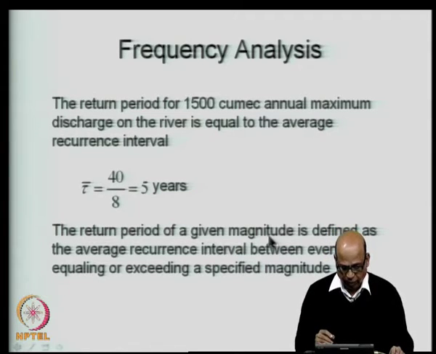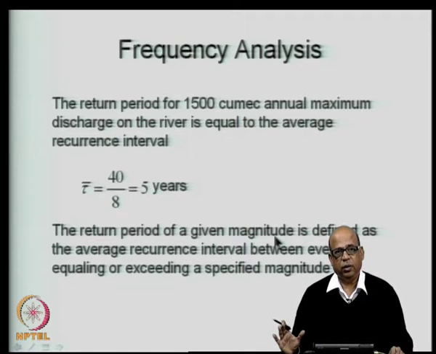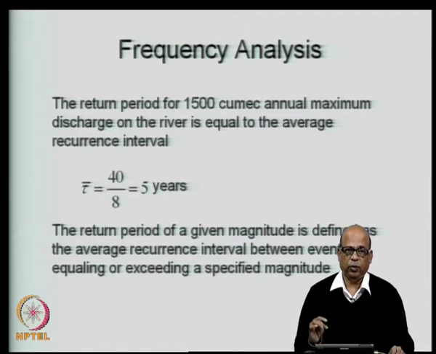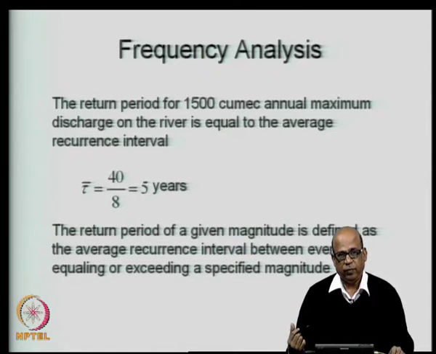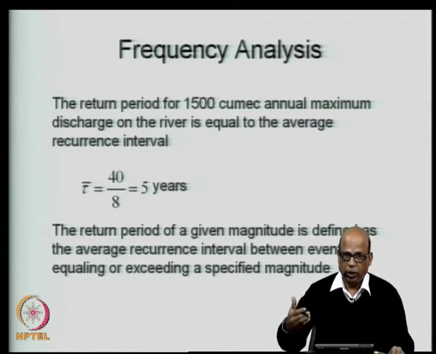The return period of a given magnitude is defined as the average recurrence interval between events equaling or exceeding a specified magnitude. So, we specified a magnitude of 1500 cubic meters per second, and then we reckoned the recurrence intervals of such an event occurring. That means, x being greater than or equal to 1500, how frequently it occurred in the record. Having occurred once, how much time elapsed between its occurrence again, that is the recurrence interval, and then we computed the average recurrence interval.